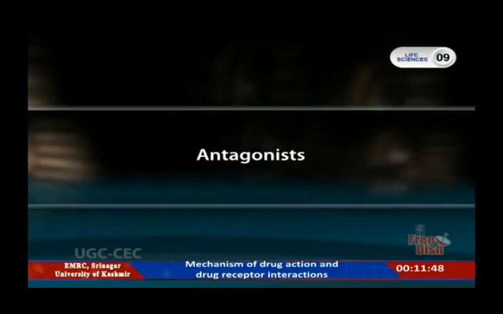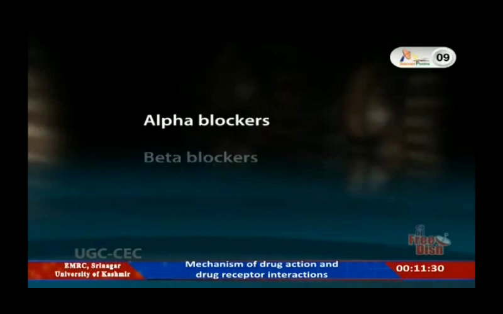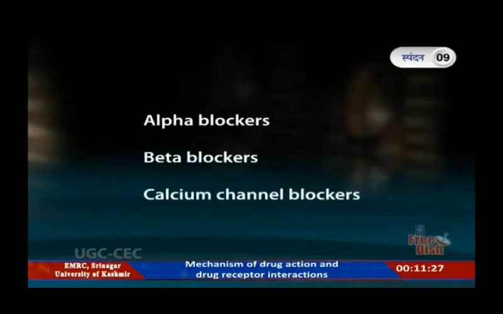Next is antagonist. A receptor antagonist is a type of receptor ligand or drug that blocks or dampens agonist-mediated responses rather than provoking a biological response itself upon binding to a receptor. They are sometimes called blockers. Examples include alpha blockers, beta blockers, and calcium channel blockers.